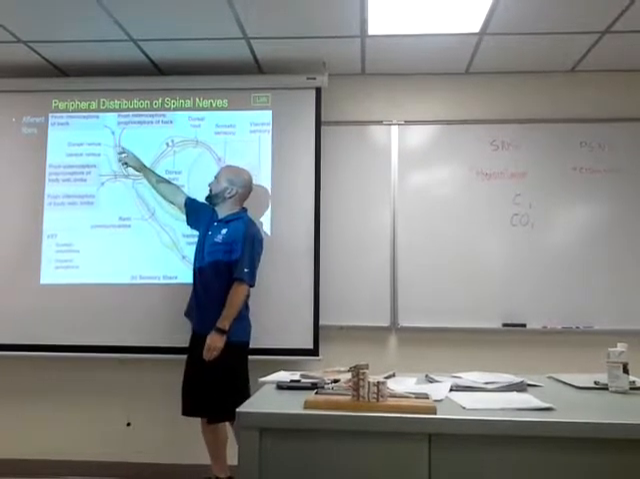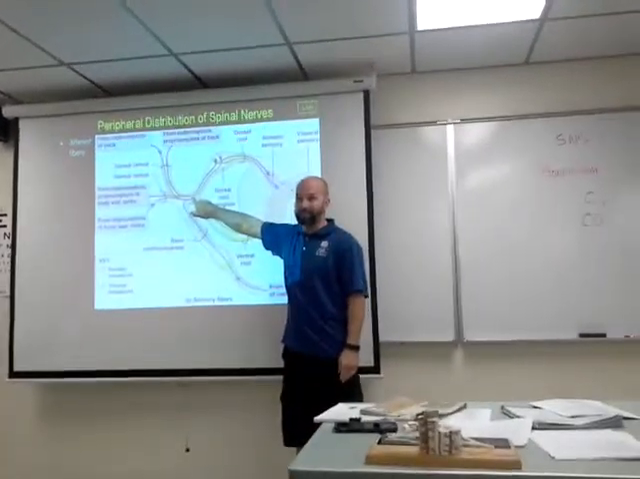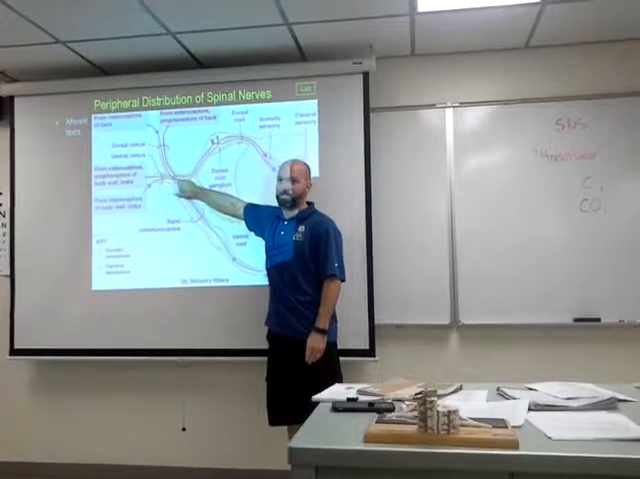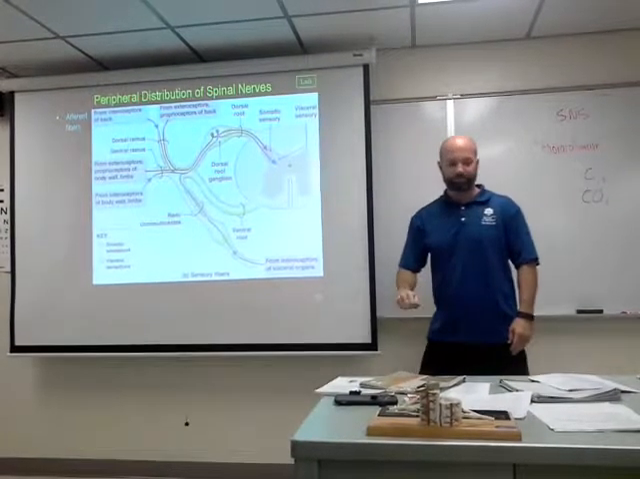So it's a mixture of both somatic and visceral. Through the spinal nerve, and technically the spinal nerve is just this little piece here. And then through the dorsal root to get into the dorsal horn.